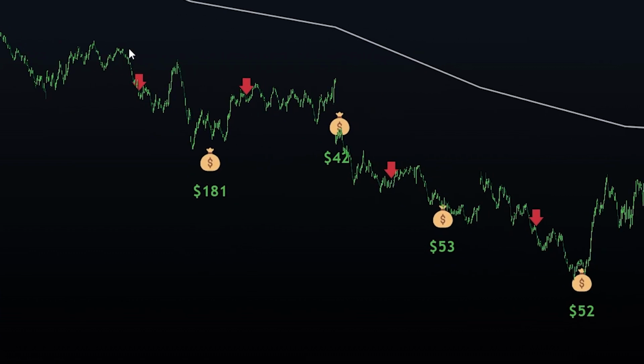So right here in this first red arrow on the left, because the price is below the white, which is below the orange, it opened up a bearish iron fly. And then at this time right here is when I collected that profit, $181 in profit.